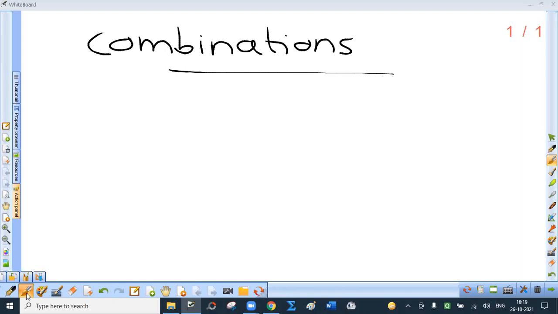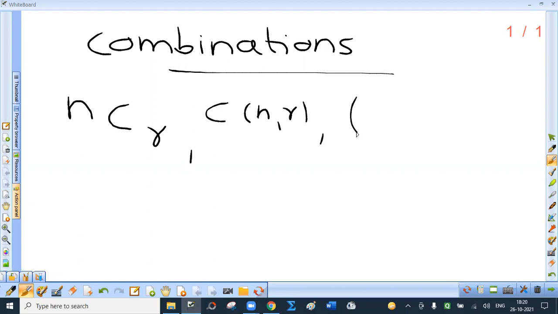Now, total number of selections of n things taken R at a time is denoted by NCR. This is called as prefix. It tells us total number of objects available, and this suffix tells us how many objects are selected. C for combination. This can also be denoted by CNR or using this notation also. Okay. So there are 3 important notations to denote total number of combinations of n things taken R at a time.